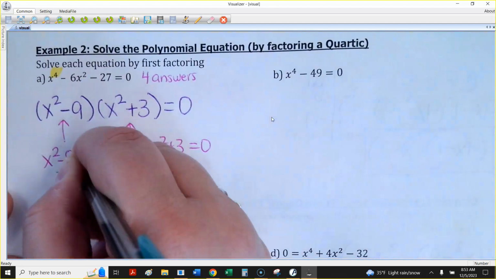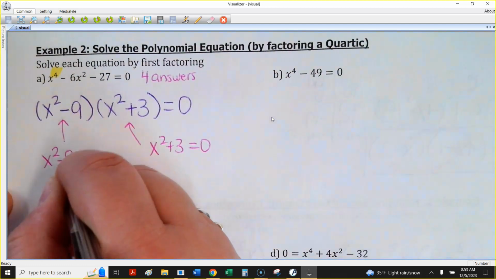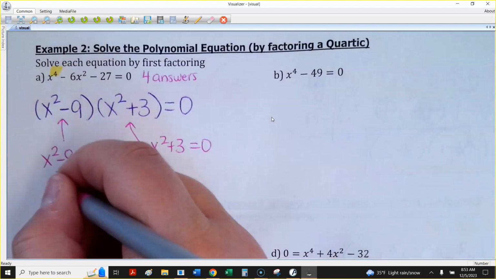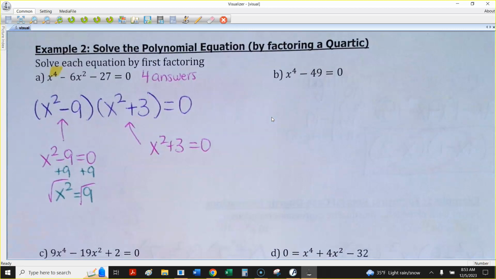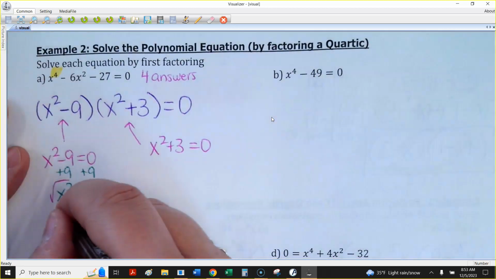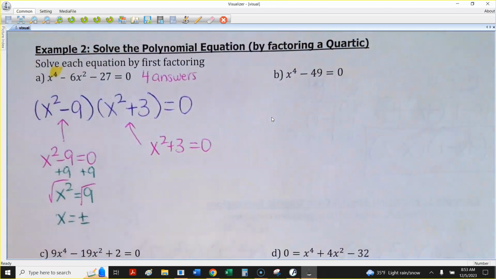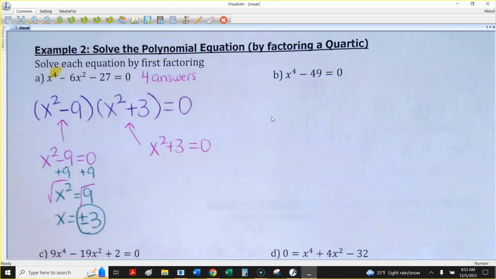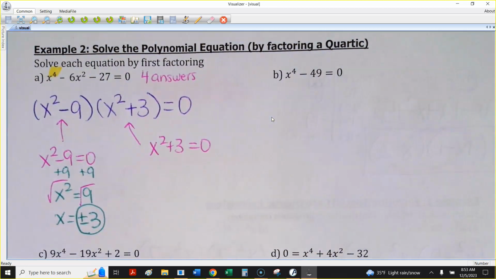So here, I would add 9. So I'd get x squared equals 9. How do I get rid of the squared? It's just the square root. Now, if you remember, we introduced the square root in the problem, so I automatically put the plus and minus. When I put that plus and minus, I automatically get 2 answers. I'm trying to get 4 answers here. Right now I have 2 of them, 3 and negative 3. Just plus and minus, just a little shorthand way to do it.